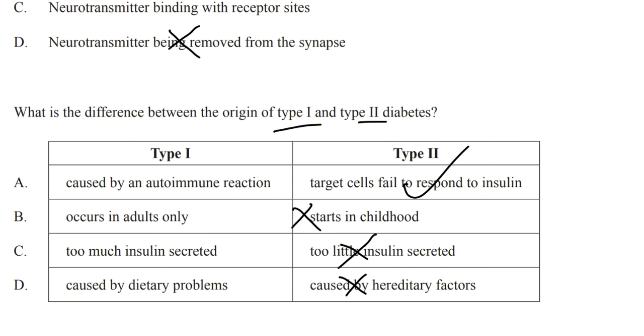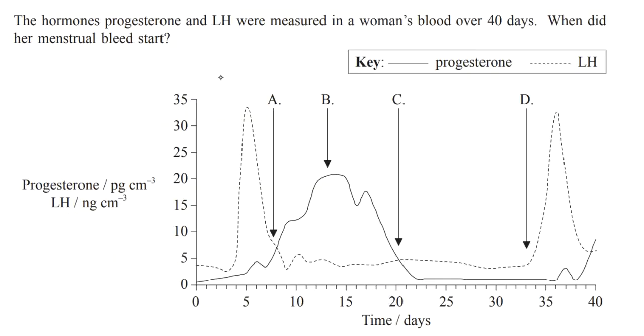So A is correct. The hormones progesterone and luteinizing hormone LH were measured in a woman's blood over 40 days. When did her menstrual bleed start? Well, if we're talking about menstrual bleeding, that's talking about the period and when menstruation occurs.